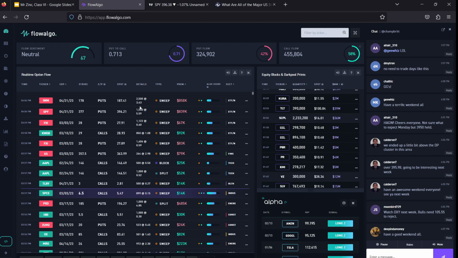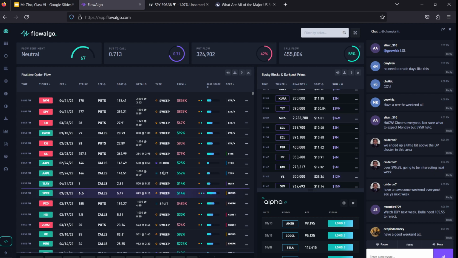They just wanted to buy 2,500. So they swept all of the stock exchanges available. They got the best fill on all of them. So the average price that they got filled for was 3.43. Some of them might have gotten filled at 3.5. Some of them might have gotten filled at 3.35. The average was 3.43.